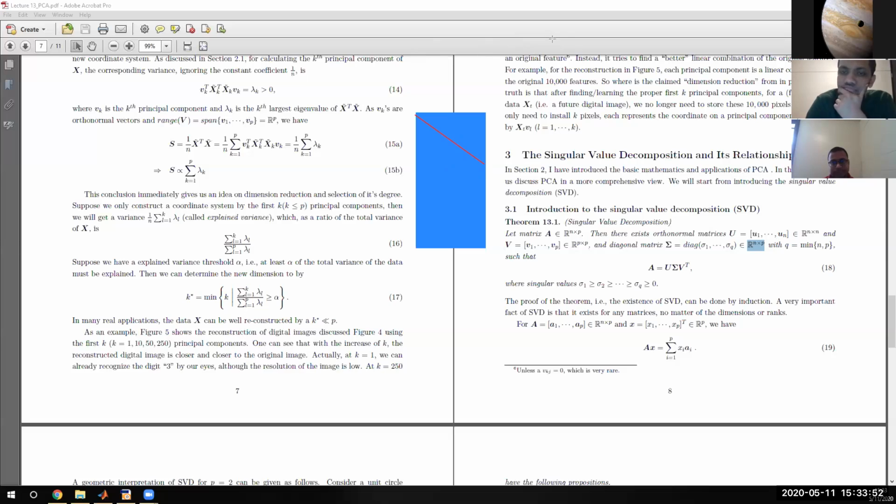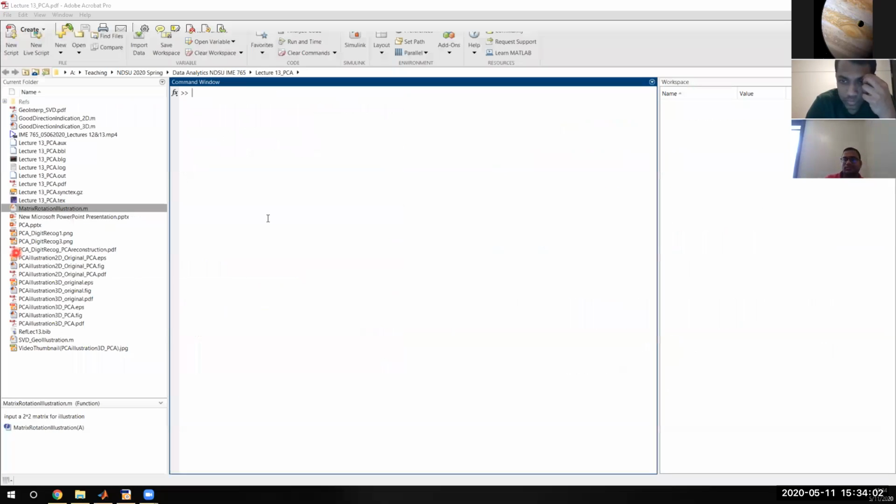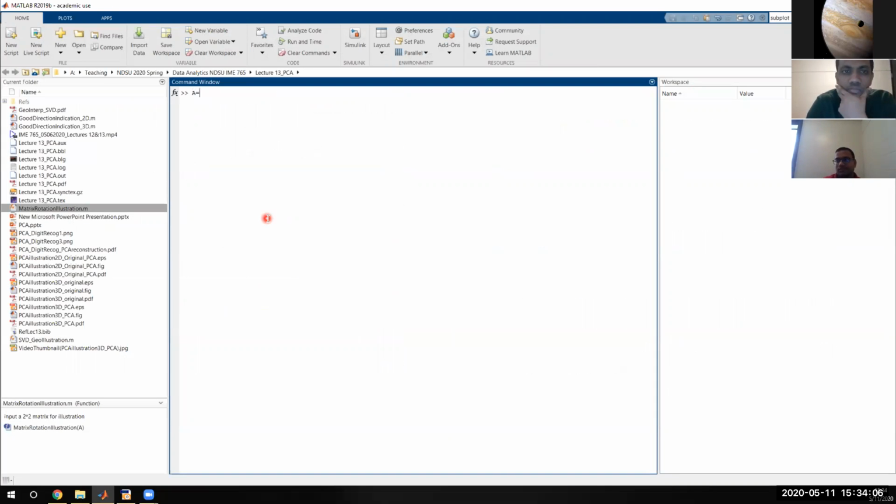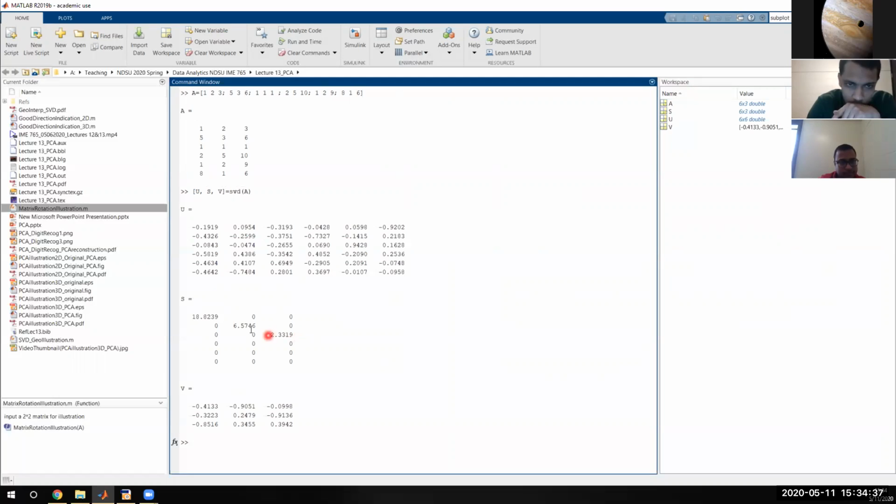Okay, let's see a real example to make it more clear. Let me show you a real example. Okay, let me randomly create a matrix for fun. A equals, let's say, 1 2 3 4 5 3 5 1 1 1 2 2 2. No, let's say 1 5 10 1 2 9 9 8 1 5. Okay, let's compute U, S, V equals SVD of A. Let's have a look at S. Get the point? Why do I call it a pseudo diagonal matrix?